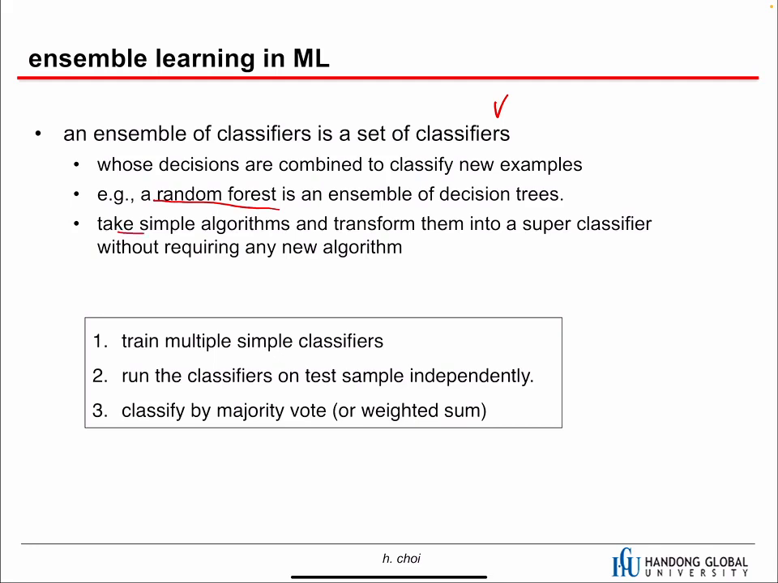Ensemble learning takes simple algorithms and transforms them into a super classifier without requiring any new algorithm. This is the beauty of ensemble learning. It can be applied to any kind of classifier, whether a linear classifier, KNN, or naive Bayes classifier. We can even combine different kinds of classifiers. Model 1 is based on KNN, model 2 on a naive Bayes classifier, model 3 on a linear classifier, etc. So we can combine all of them.